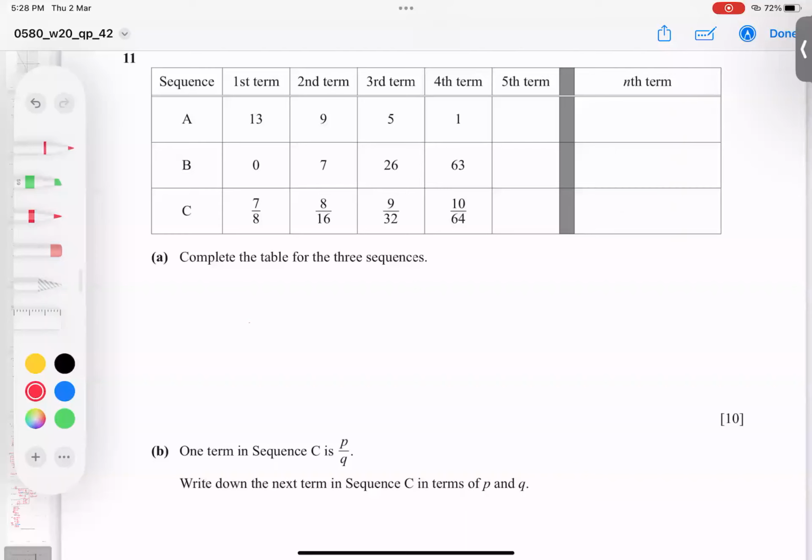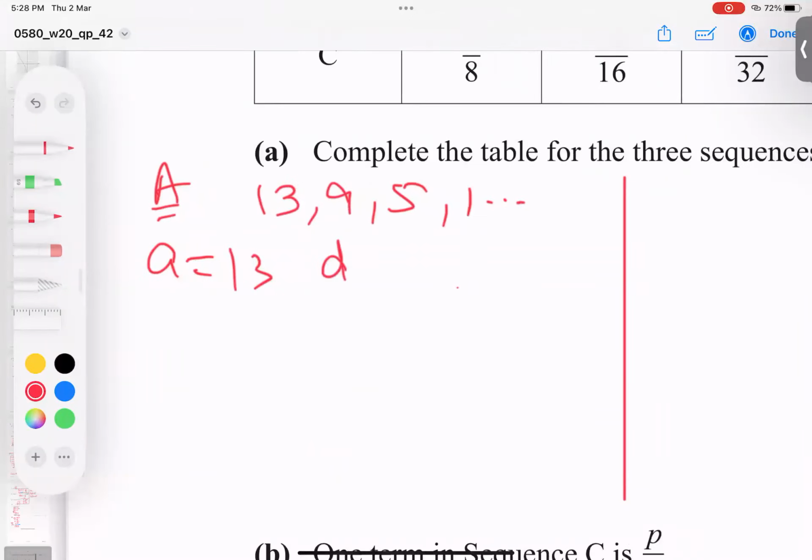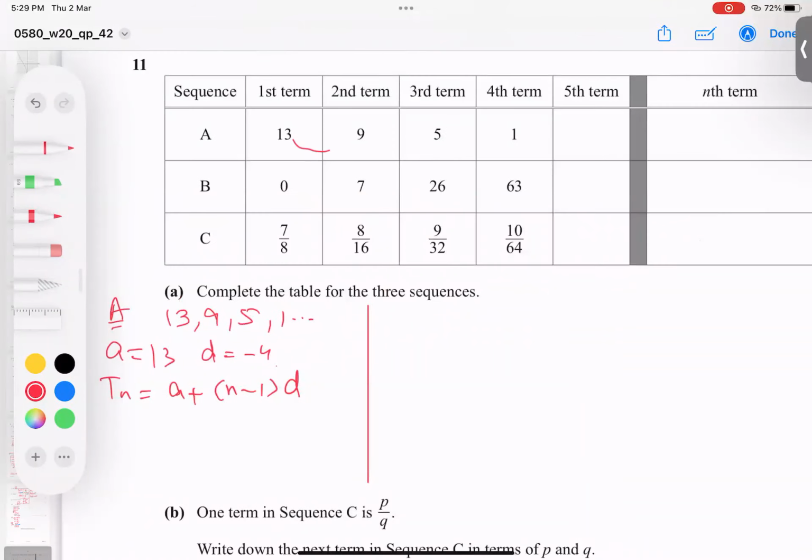Bismillah ar-Rahman ar-Rahim. Let's talk about sequence A. How can we try sequence A? Sequence A: 13, 9, 5, 1. What is a? a is 13. Common difference: 9 minus 13 is giving us, or 5 minus 9 giving us, minus 4. The formula is very clear: a plus (n minus 1) into d. Because I can see that this is minus 4, this is minus 4, this is minus 4.